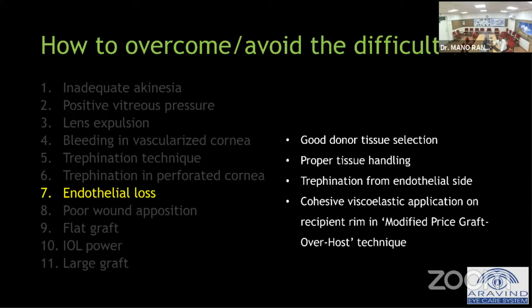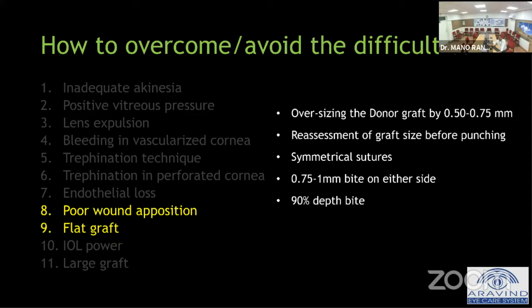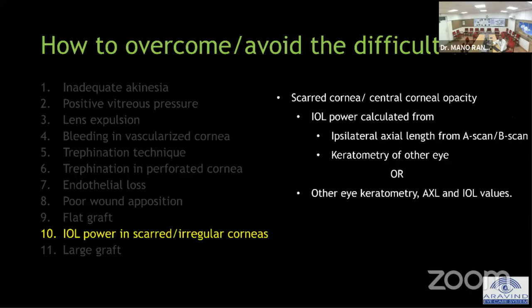The endothelial loss can be tackled with proper tissue handling during surgery and use of viscoelastics. Poor wound apposition and flat graft can be managed by oversizing the graft by 0.5 to 0.75 mm and reassessment of the graft intra-op, and then having good suture bite with equidistant length.